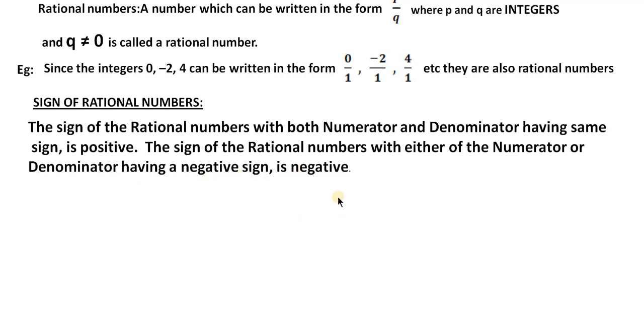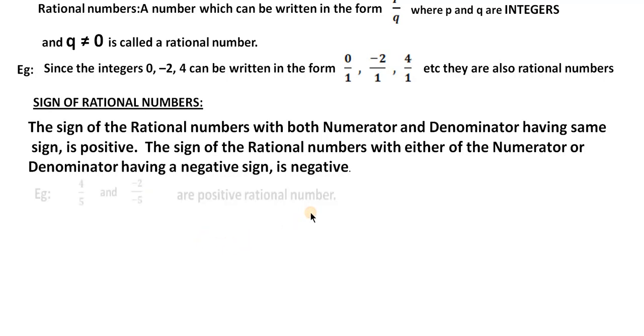In that case, the rational number minus 2 by 5 is negative, because the numerator has a negative sign and the denominator has the positive sign. Not both the numerator and denominator are negative. If both the numerator and denominator are negative, you will say it is positive, as it is said in the first case. So here, if either of the numerator or denominator has a negative sign, then that rational number is considered as negative.